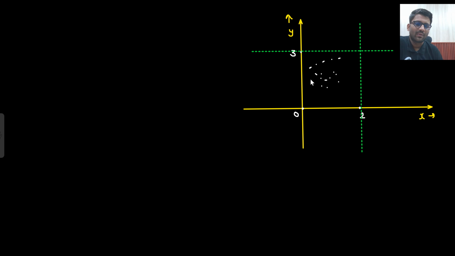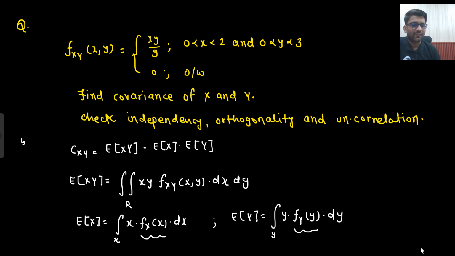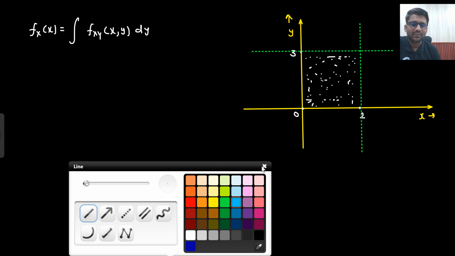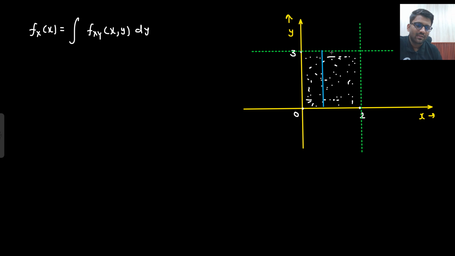Here we need to talk about everything. I can take the strip or whatever I want to take. Eventually to solve this problem I need to find fx of x and fy of y as well. So how will I find fx of x? Remember that fx of x will be a function of x. That means I have my fxy, but I will integrate with respect to y. If you are integrating with respect to y, you will take the vertical strip. So the limit of y goes from y equals 0 to y equals 3.